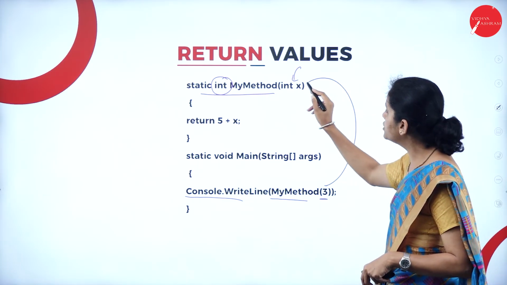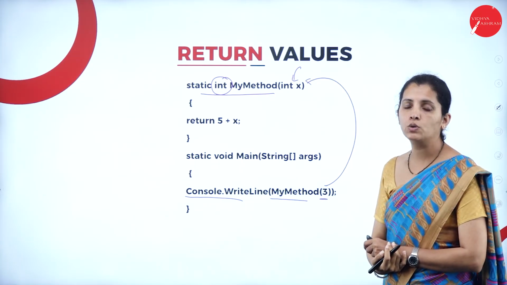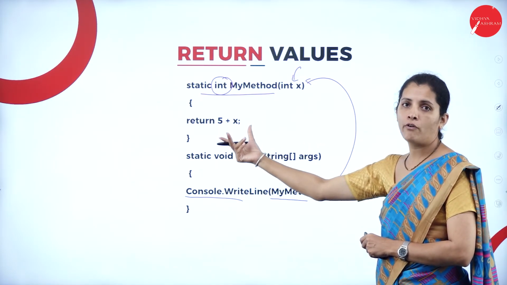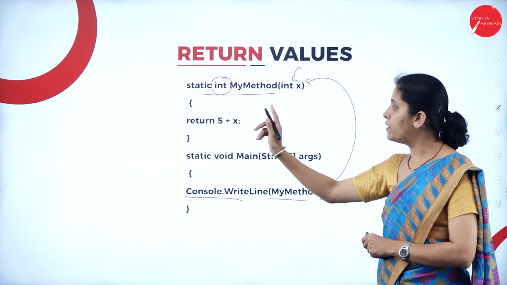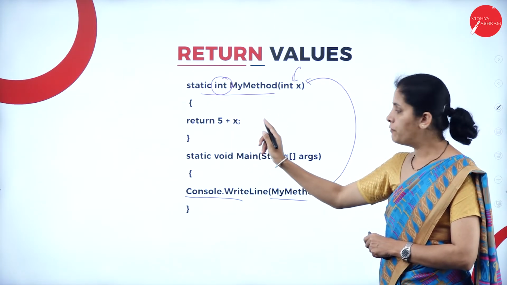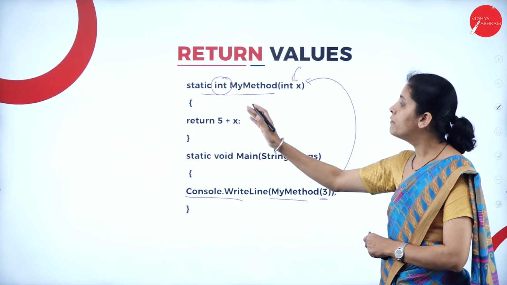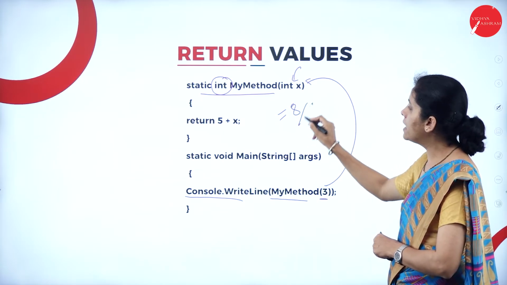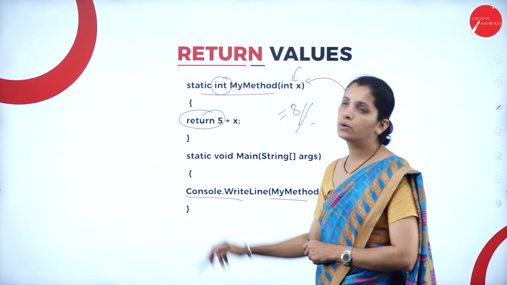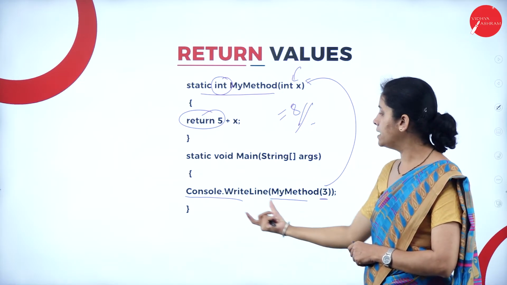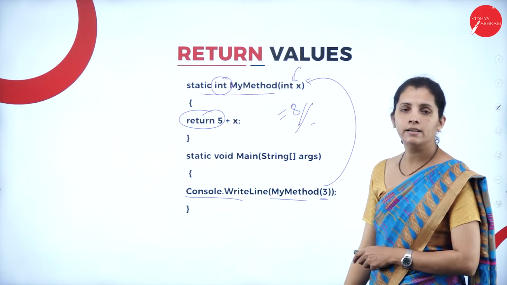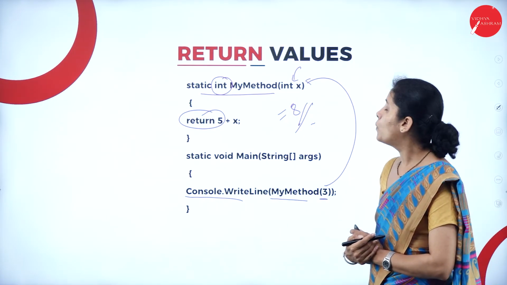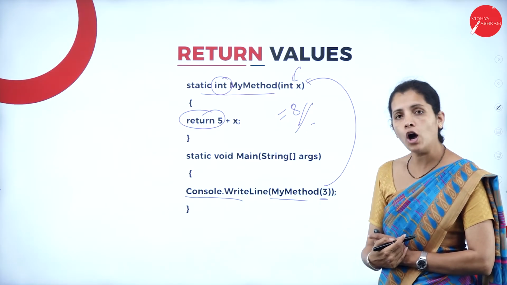Now, this function or this method can access the parameter 3 and it is responsible for performing the addition operation. So, 5 plus x, it is 5 plus 3. It's nothing but 8 and it is going to return 8. So, this method is going to return 8. And that is printed by the Console.WriteLine. So this is the way I can have return values in my function or method.